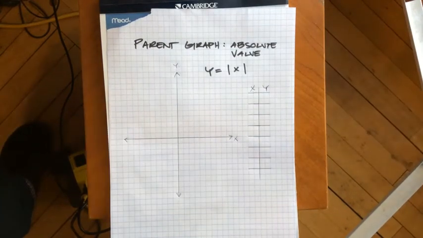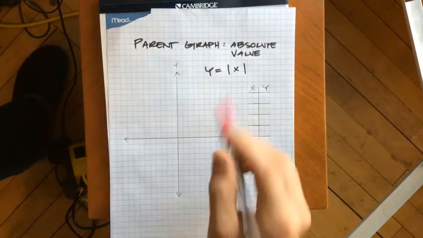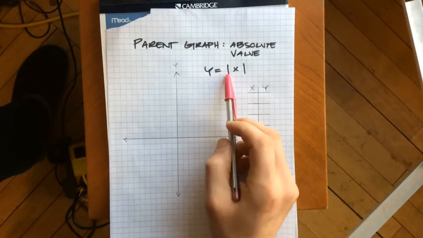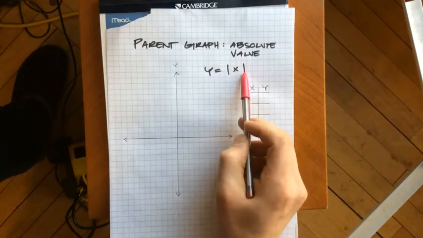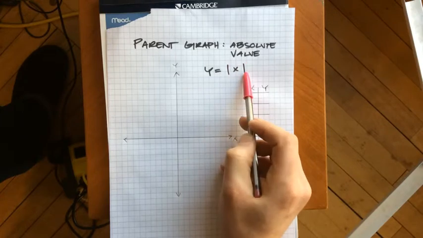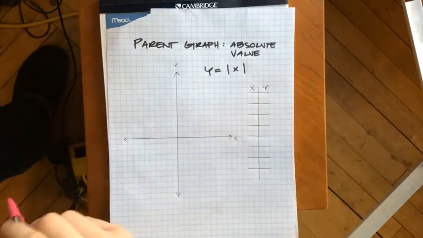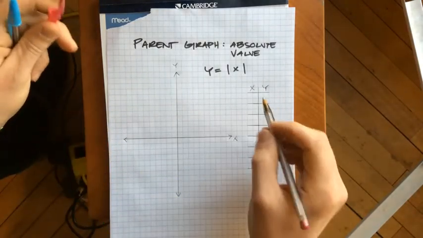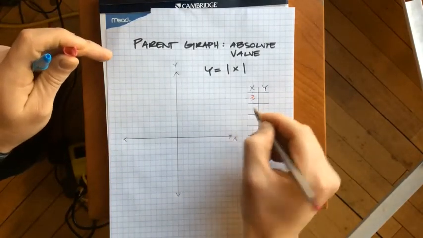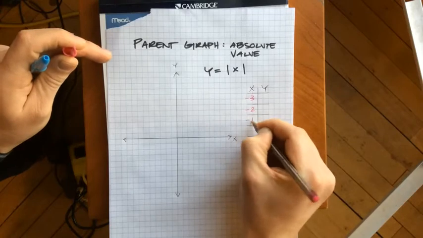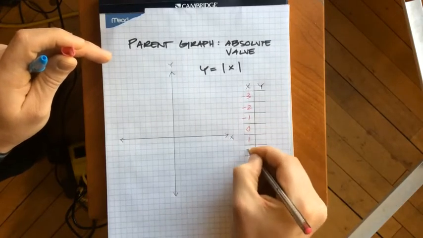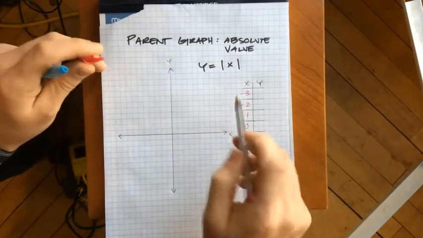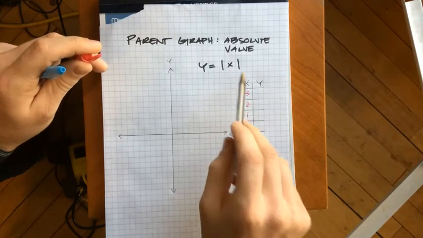All right, we're going to graph the parent graph, absolute value. So we've got the equation y equals absolute value of x, and these straight parentheses are the absolute value symbol. We're going to pick the x values, and I'm going to pick some easy numbers here: -3, -2, -1, 1, 2, 3. We get to pick those, and then we put those into the equation.